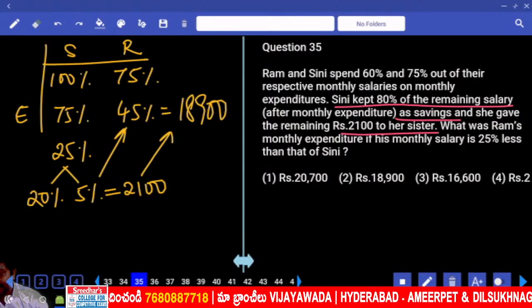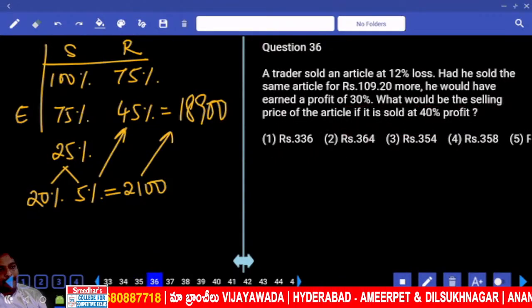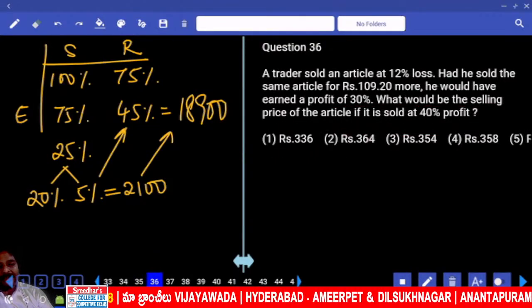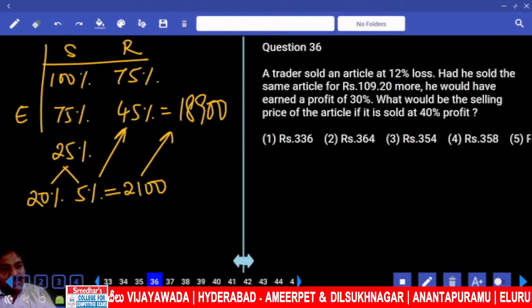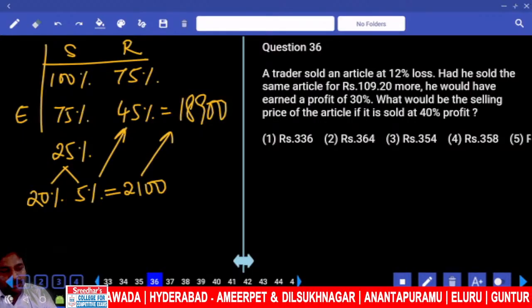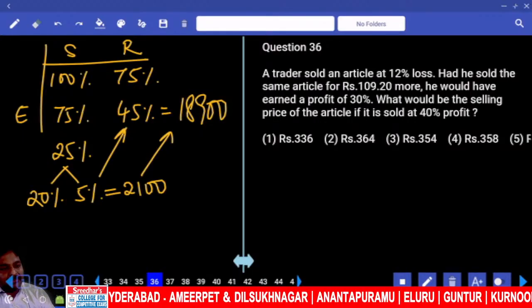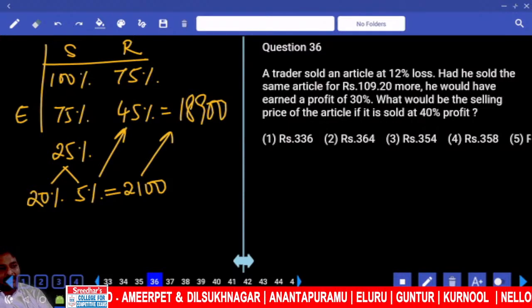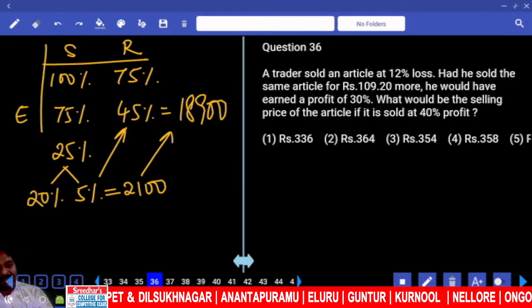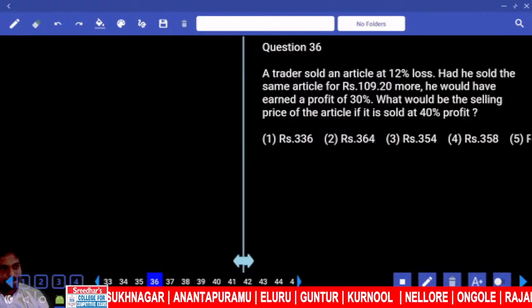Clear? Next. A trader sold an article at 12% loss. Had he sold the same article for 109.2 more, he would have earned a profit of 30%. What would be the selling price of the article if it is sold at 40% profit?